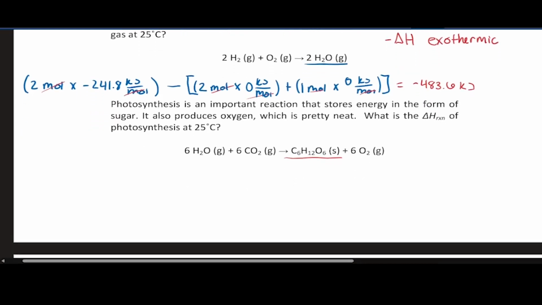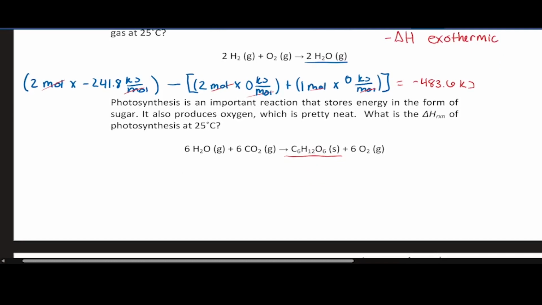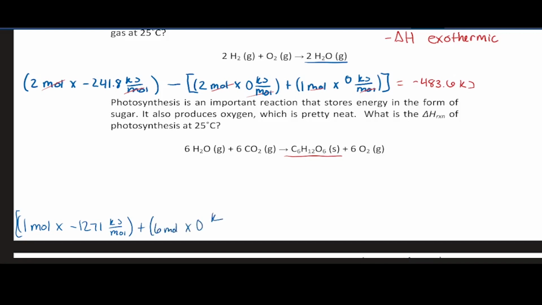Similarly, we're going to go through it, and we'll start off with our sugar. So our sugar, there is 1 mole. We have 1 mole, and we'll multiply that by its standard enthalpy of formation, which is negative 1271 kilojoules per mole. And we need to add that to O2s. So we have 6 moles of that, and multiply that by that enthalpy. And we'll subtract our reactants from it. So we'll begin with water, and remember this is gas again, so we're going to use the same number we did up there.